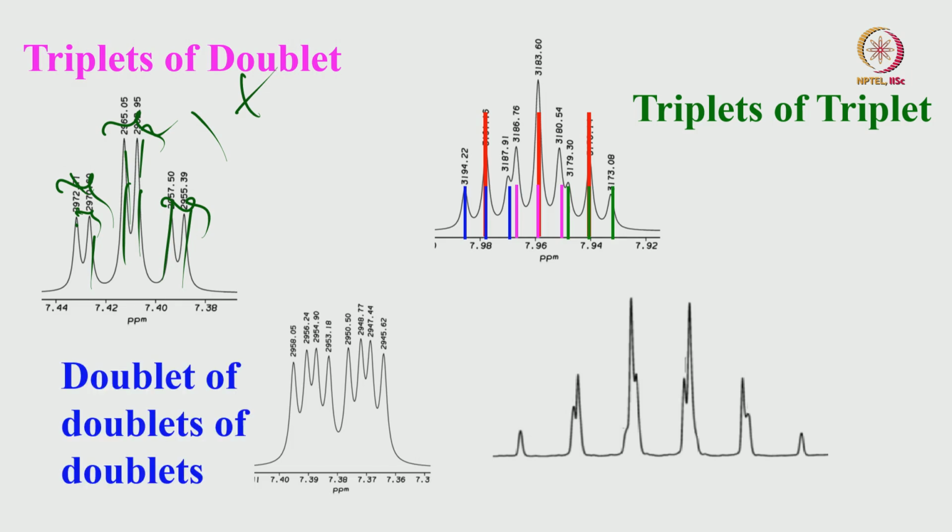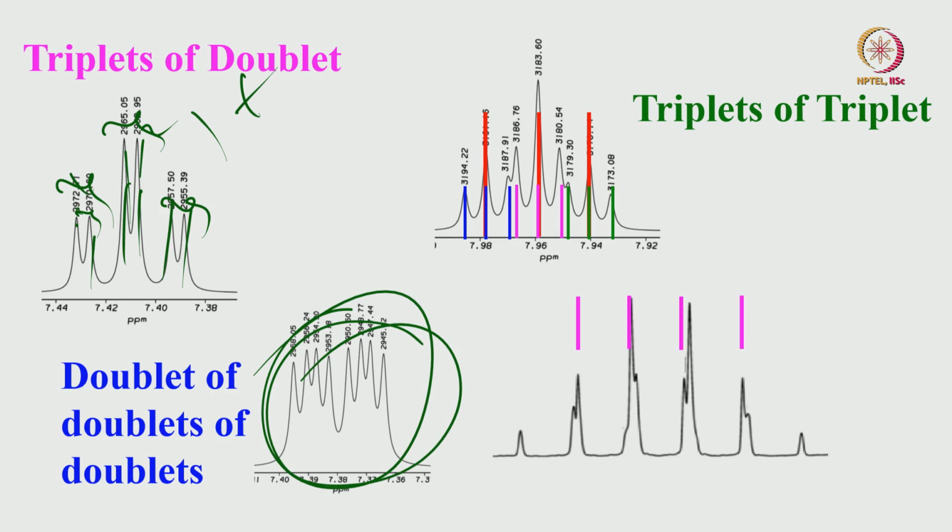What about this one? It is doublets of doublet of a doublet. We saw that one example I gave you, A, M, P, X, and I said each line is split into a doublet, we got 8 lines, which is coupled to 3 other protons. Exactly here, one proton is coupled to 3 other protons, as a consequence it is going to be doublets of doublet of doublet.